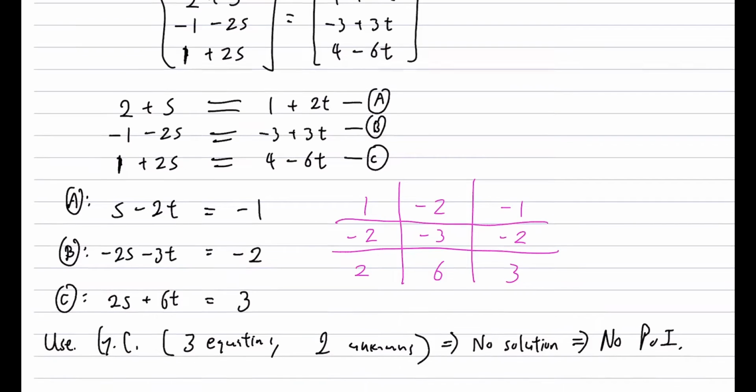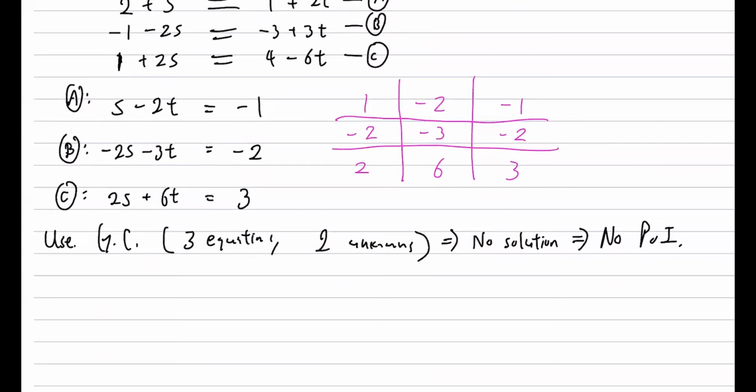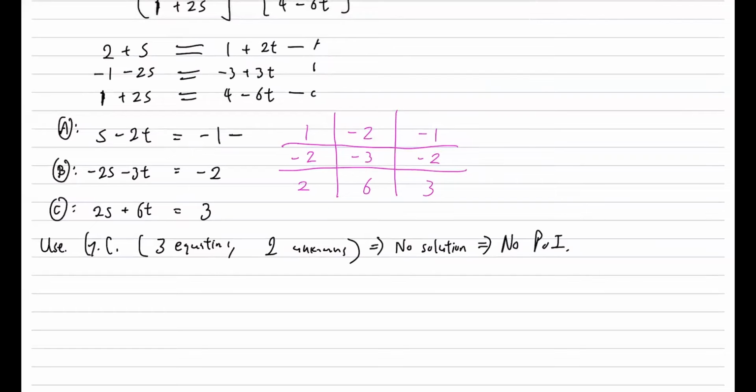How do you show that there's no solution manually? Let me show you. So maybe I'll just call this one... I'm running out of letters. Could I just erase this? Okay, better not. I'm just going to call these A prime, B prime, and C prime.